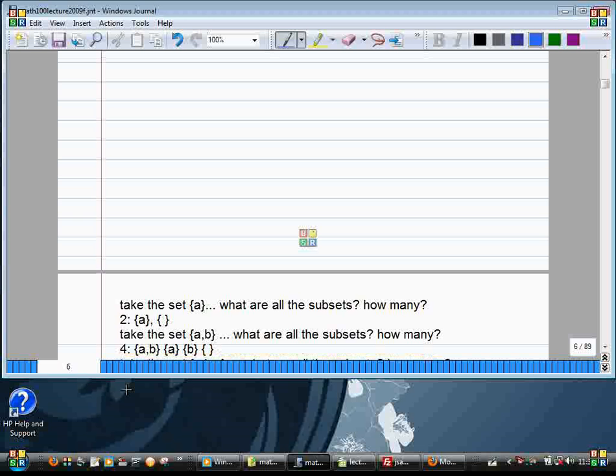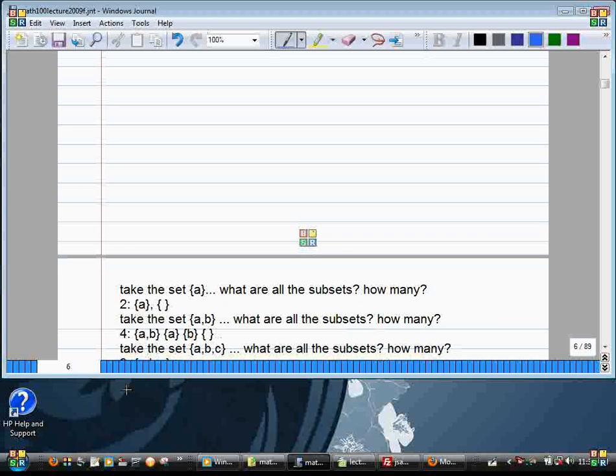Okay. Now here's a fun one. What are the elements of this set? A, B, C, A B, B C, A C, empty set. You're mostly right. Let's see. So this set has A, B, and C in it. So what are the subsets?